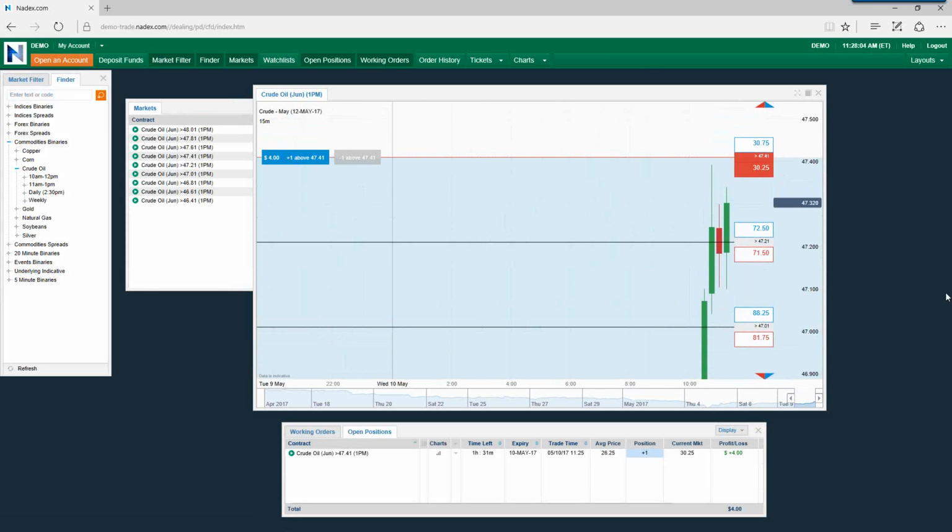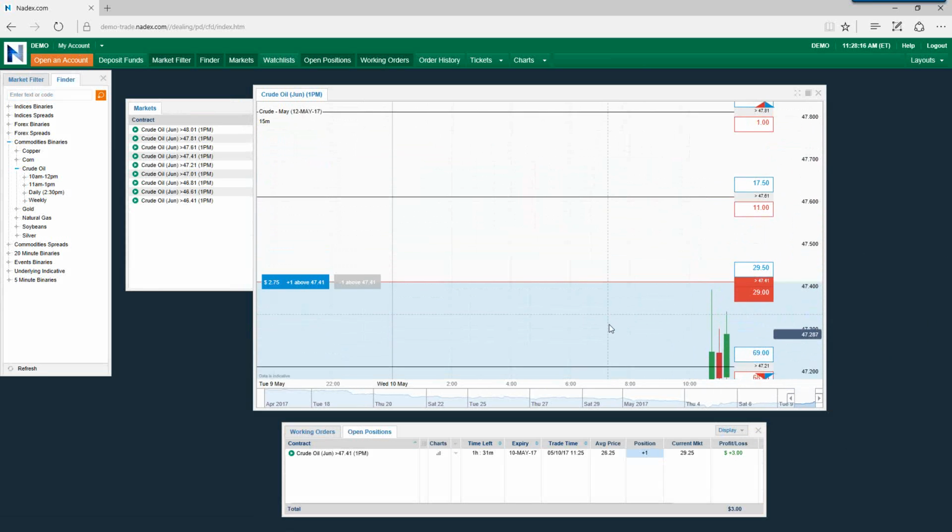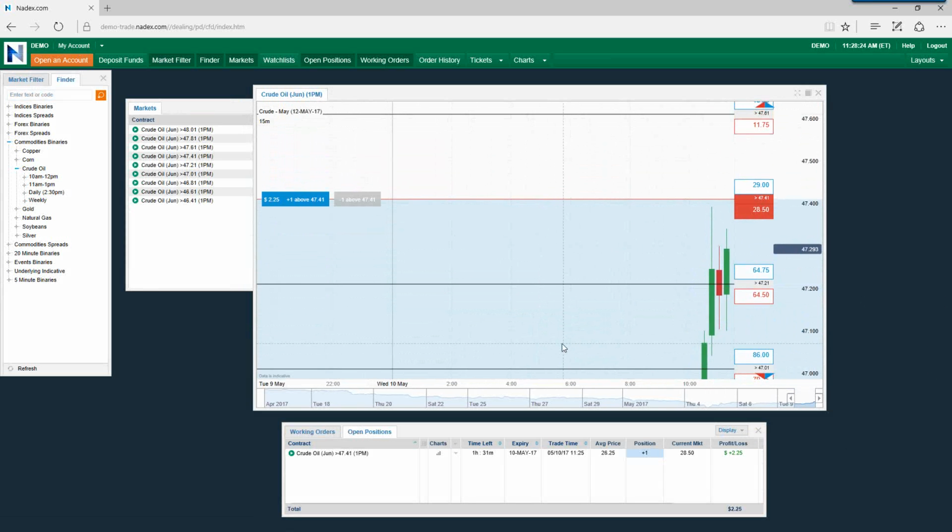Now, the other thing that you could do, let's say that you didn't want the 47.41, you could even go up here because you got plenty of time for crude to get up here. Then again, if you believe it's going to be under this price, you could actually sell that. Either one. I'm just focused on doing the longs today.